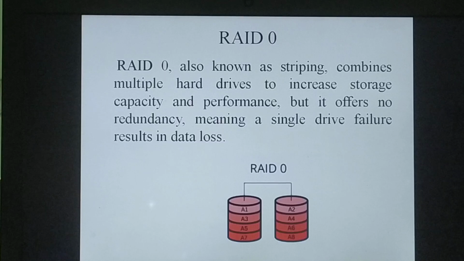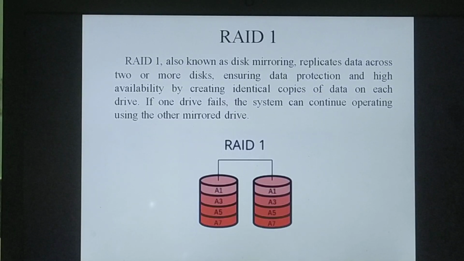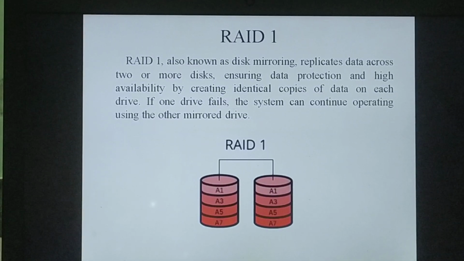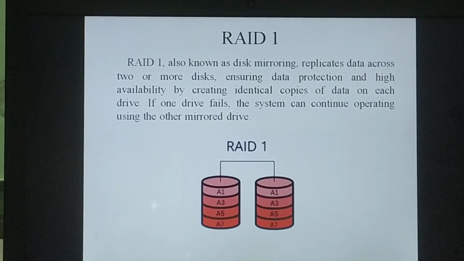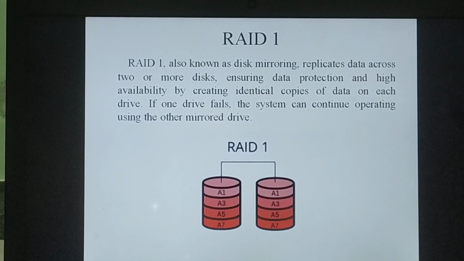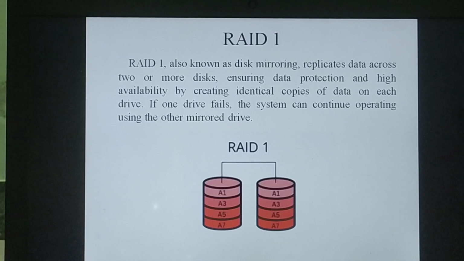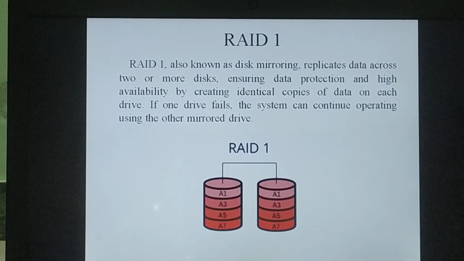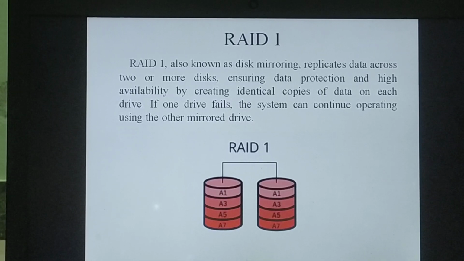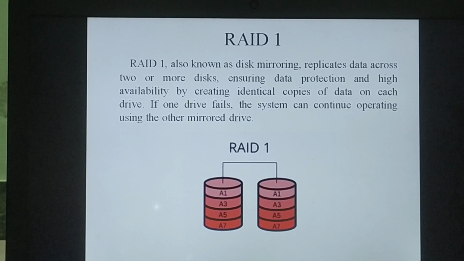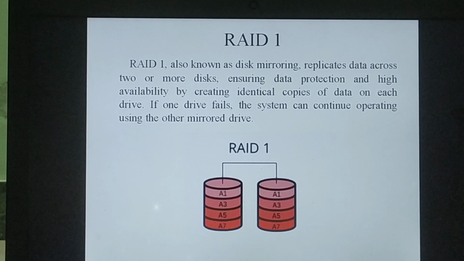Next we move on to RAID 1. RAID 1 is also known as disk mirroring, which replicates data across two or more disks, ensuring data protection and high availability by creating identical copies of data on each drive. If at any circumstance one drive fails, the system can continue operations using the other mirrored drive.